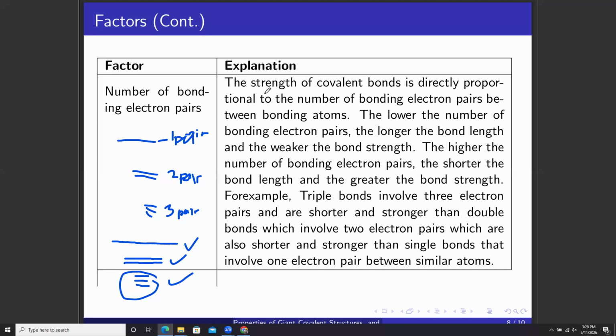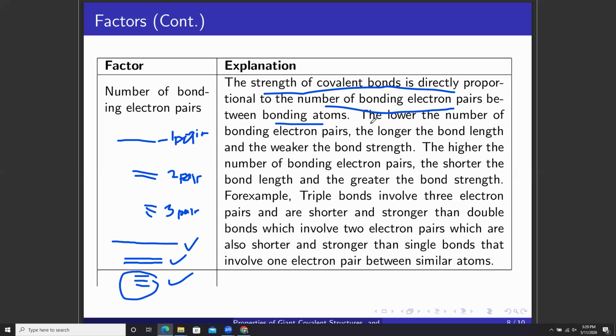So what are we saying here? The strength of a covalent bond is directly related to the number of bonding electron pairs between bonding atoms. Why? You have increased strength if you have many bonding pairs of electrons. I have been highlighting that for the triple bond. The strength is high if the electrons are many. Increase in electrons increases strength. Decrease in electrons decreases the strength.